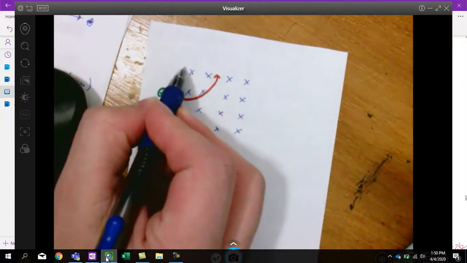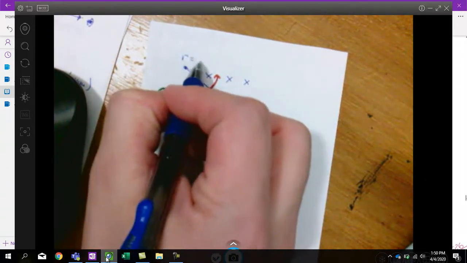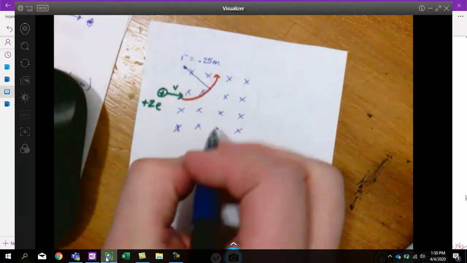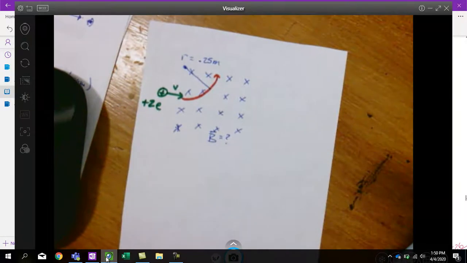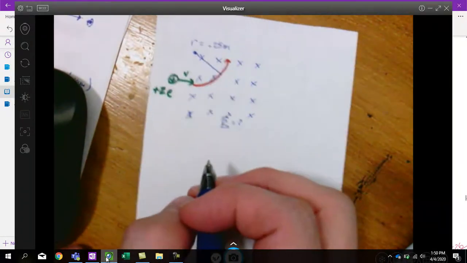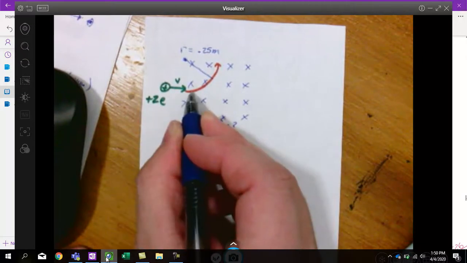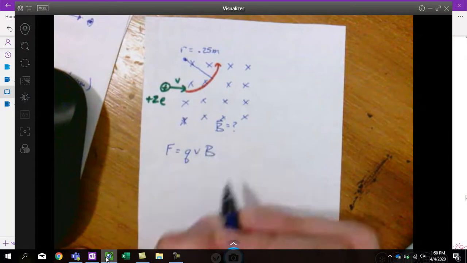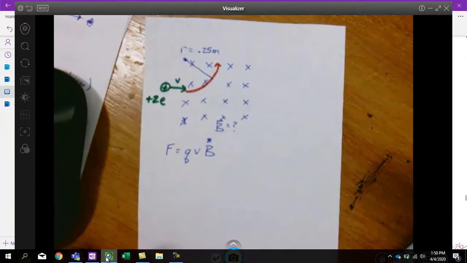Now, let's assume that the radius of curvature R is 0.25 meters. So the question is, how big is our magnetic field in order to produce that? Well, if we talk about what we learned today, you know that the force on a charged particle that causes this rotation is equal to QVB. All right, now here's our unknown. Our big unknown is that B that we're after.